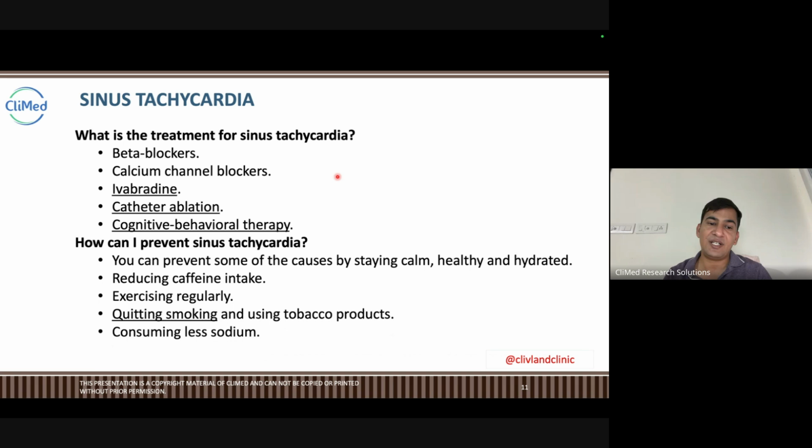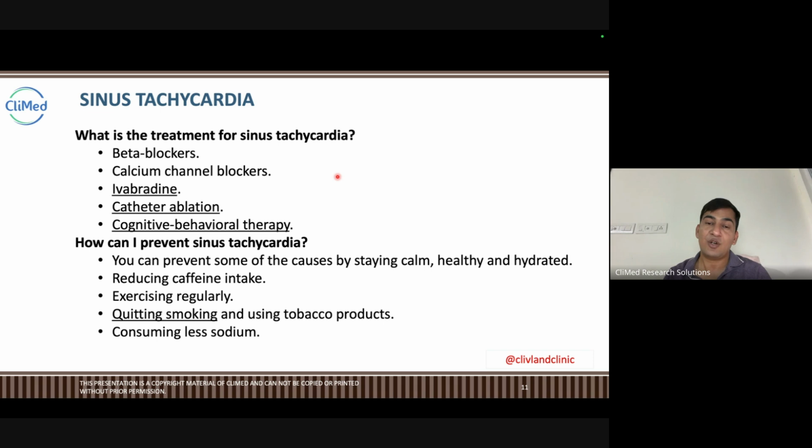But how can we prevent it? You can prevent some of the causes by staying calm, healthy, and hydrated. You can reduce the risk of sinus tachycardia usually by staying calm, healthy, and hydrated. Reduce caffeine intake. I always come and get stuck here only. You have to reduce your coffee. Exercise regularly. Quitting smoking and using tobacco products also can prevent sinus tachycardia.